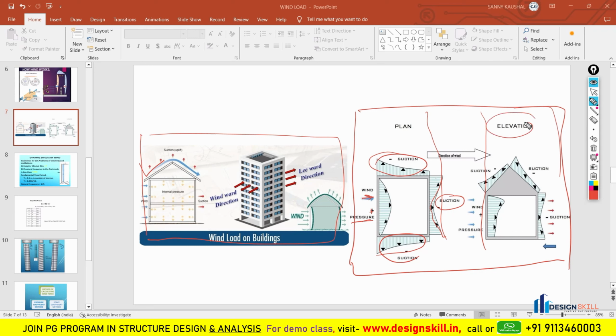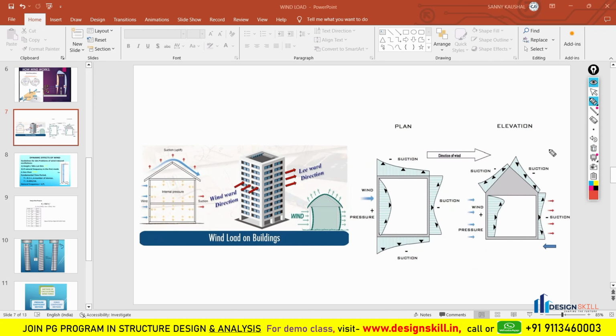Same thing in the elevation also, the same structure is shown in the elevations. This is the windward direction, positive pressure is created, and just opposite of it, negative pressure is created, that is suction, and this is the uplift created on the top of the roof also. Now I think you are very clear about where is the negative pressure, where is the positive pressure, what is the windward direction and what is the leeward direction.